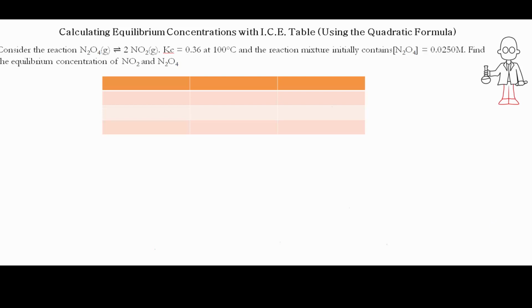So what we want to do is begin with an overview of the information that the problem gives us. We have a concentration of N2O4 that contains 0.0250 molar.